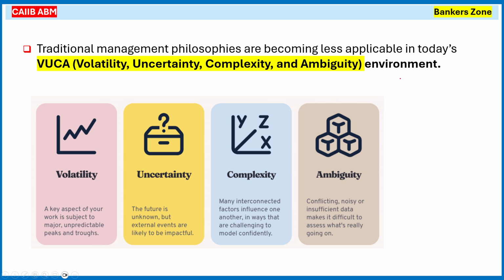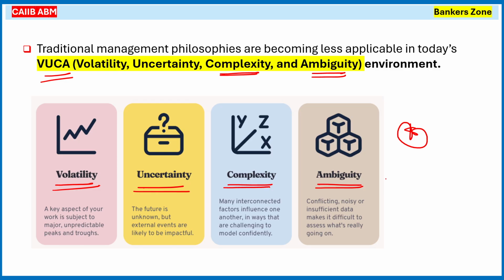In the examination, they will not ask you for an explanation of VUCA. They will simply ask, in VUCA, C stands for what? The answer should be complexity. They will ask, in VUCA, A stands for ambiguity. So the full form is the first thing you should remember: V for volatility, U for uncertainty, C for complexity, and A for ambiguity.